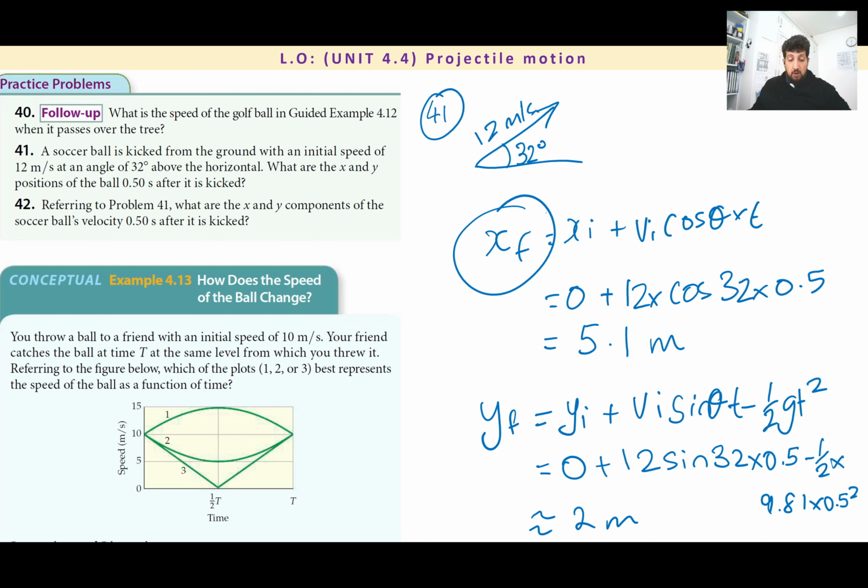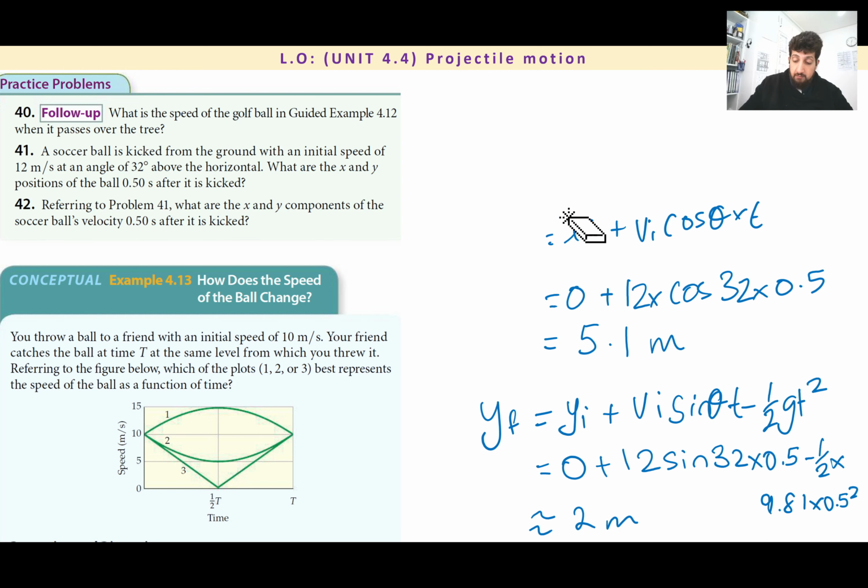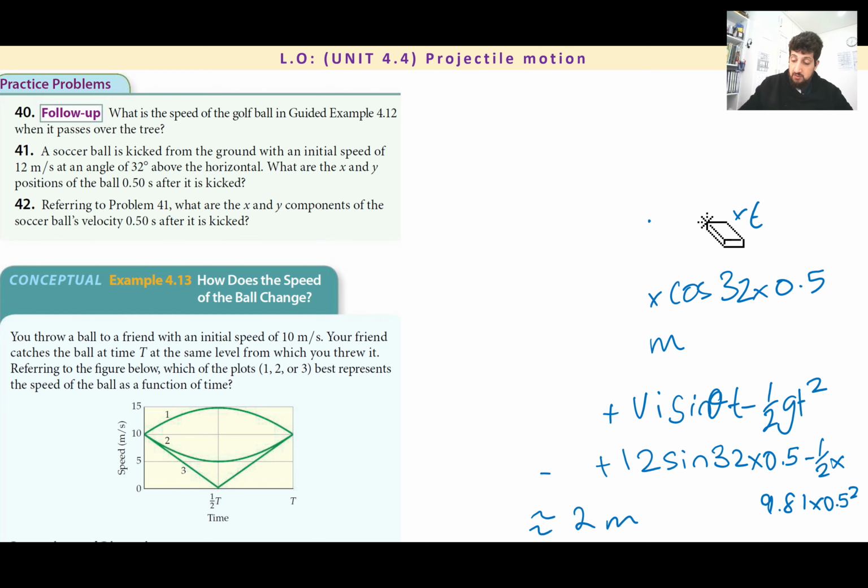Okay, so just using the velocity equations instead of the position equations. Okay, back to the conceptual questions. Let's have a look. In this question, we have an example.